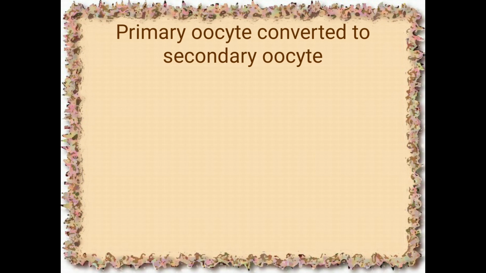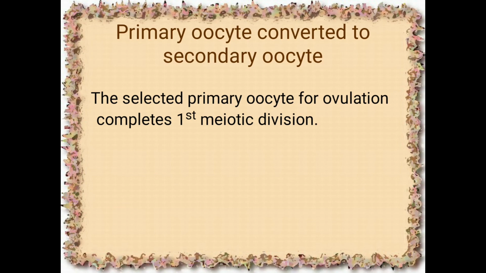All eggs present at birth are primary oocytes in meiotic arrest, containing 46 chromosomes. This state continues until puberty, when it gets completed just prior to ovulation. The primary oocyte selected for ovulation completes the first meiotic division just before the ovulation.